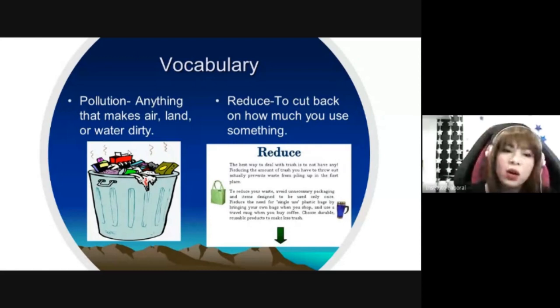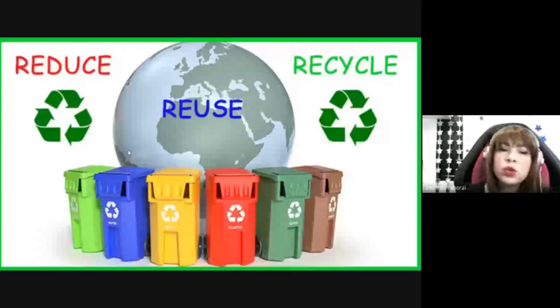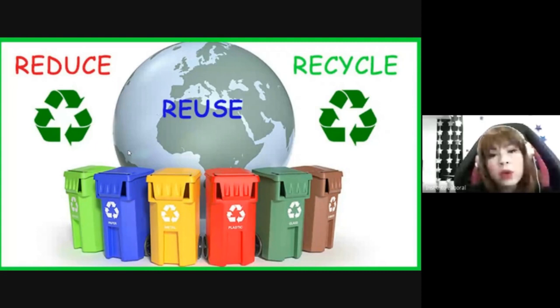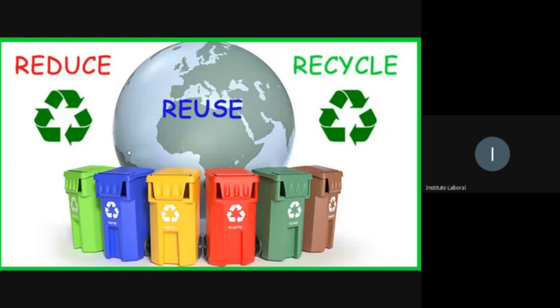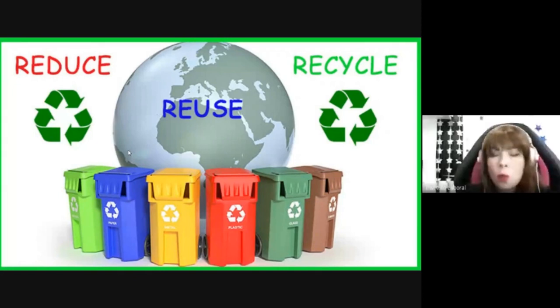Okay, in today's class, we are going to learn about the 3 R's: reduce, reuse, and recycle. These are terms that you need to know in order to avoid or reduce the land or soil contamination. In this picture, we observe some bins, trash cans, and they are different colors. Each color represents one type of waste material. So you need to be sure to know which color corresponds to each material.